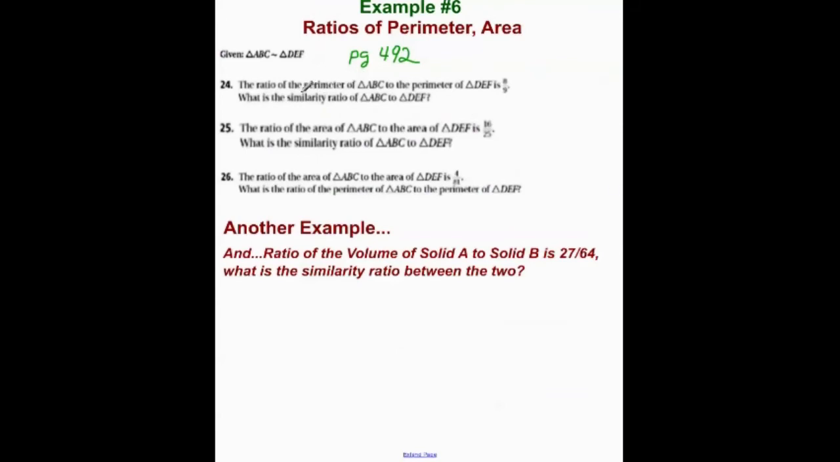Ratio of the perimeter. So we're talking perimeter. We go back to our definition. It's the same as our sim ratio. To the perimeter here, what is the sim ratio? That's what they're asking. Our sim ratio is just going to be 8/9. So this is straight from a homework problem.